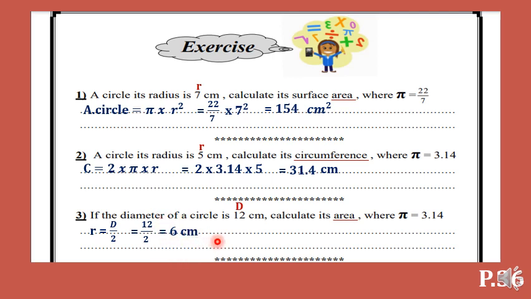Can we find the area? Yes. Now I can find the area of the circle using my rule, which is area of a circle equal pi times r power 2, which means 3.14 times 6 power 2. My final answer will be 113.04 squared centimeter.